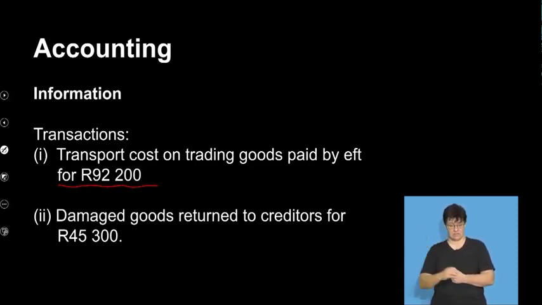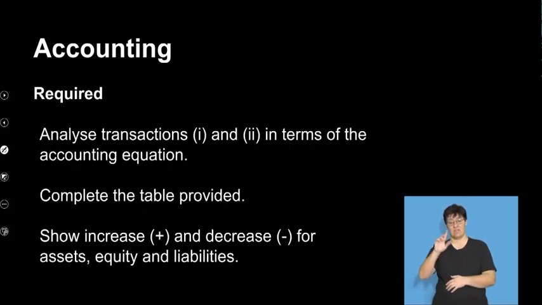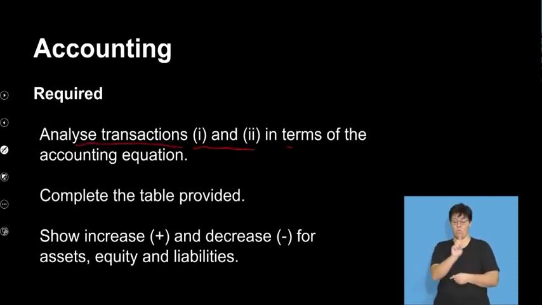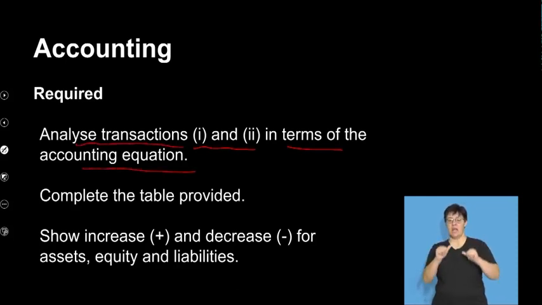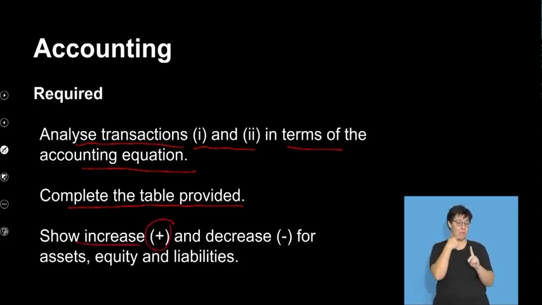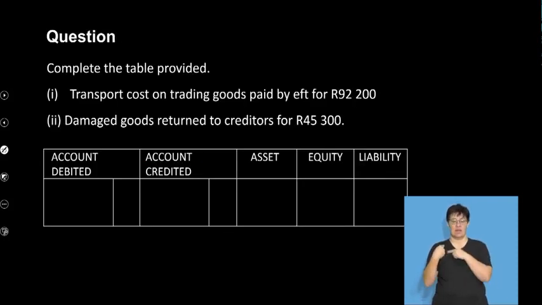Number 2, damaged goods returned to creditors for 45,300. Let's take the first transaction because the question says, analyze the transactions 1 and 2 in terms of the accounting equation, complete the table provided, show an increase with a plus sign and a decrease with a minus sign for assets, equities, and liabilities. All right, so here we go. This is the table that we have to complete.